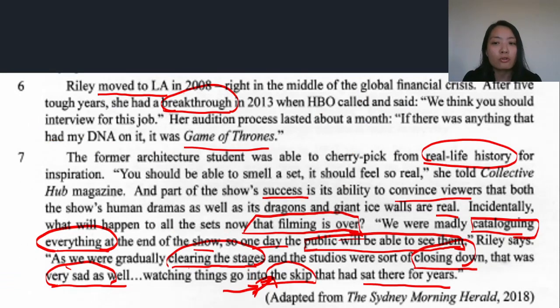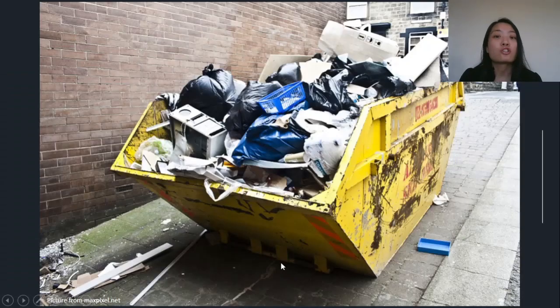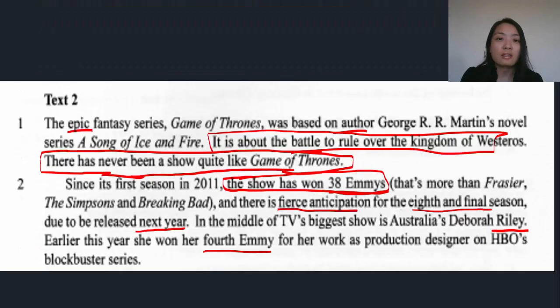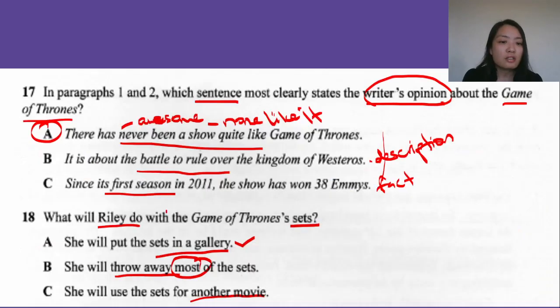The first option looks more wrong because, yes, although she's going to catalog everything, maybe not everything. And this is about the set. It's asking about the set. The set includes the stage or the studio, which will all go into the skip, which I showed you earlier. So that makes her feel very sad. So now you know that the answer is probably B here. It's going to be thrown away, most of it, and not put in a gallery. Only some special ones will be put in the gallery.